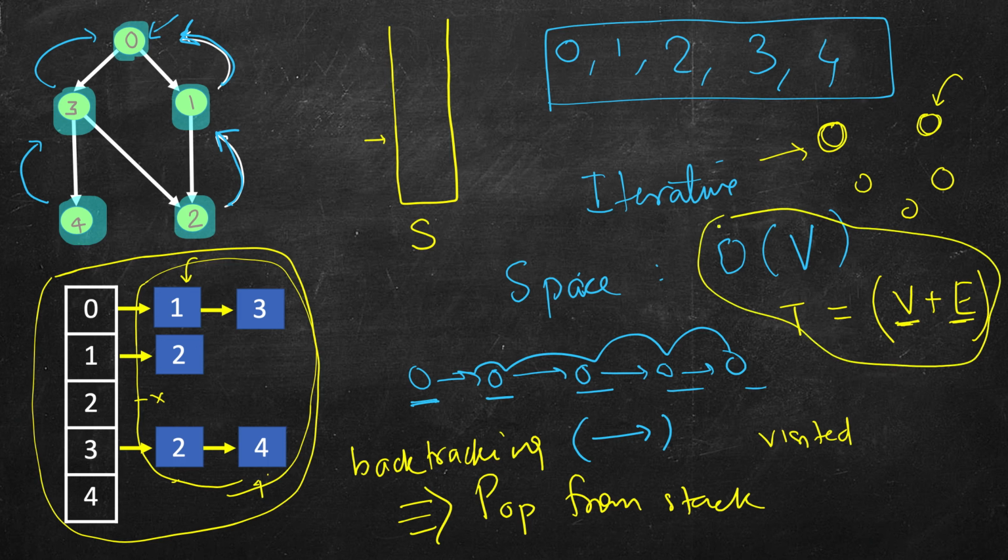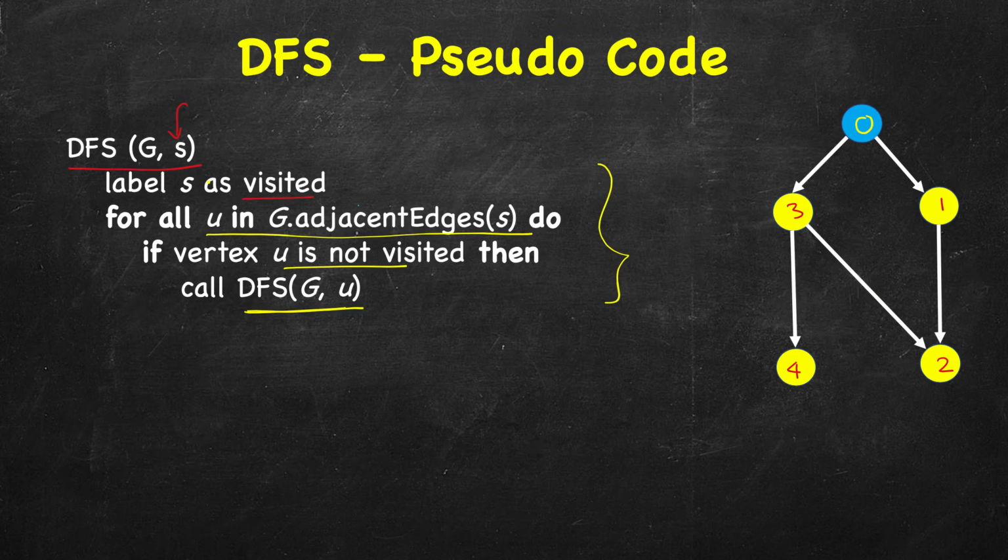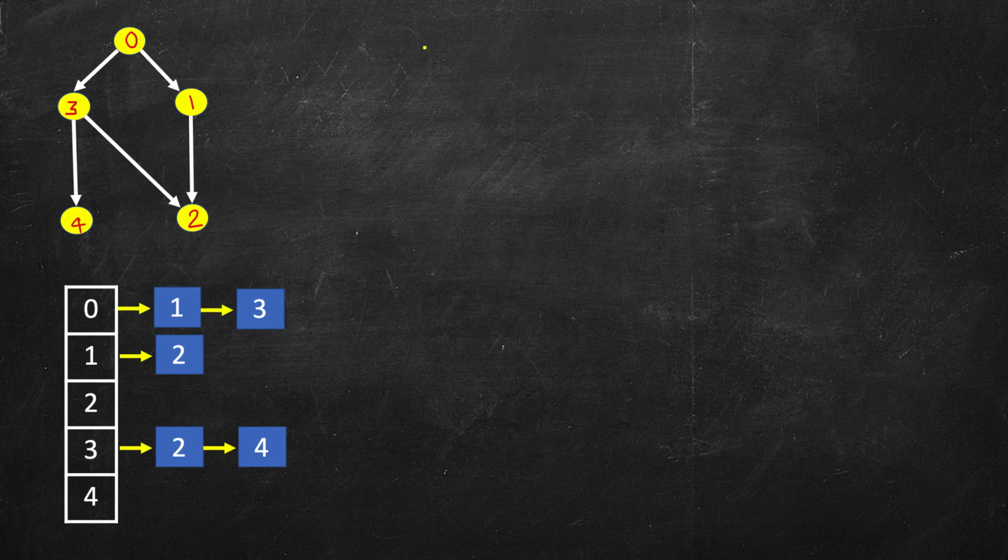So this was the iterative solution. You can implement it using a stack. And this pseudocode was the recursive approach. So let's see it recursively. Let's start DFS from here. We saw that if we start DFS from this node, we will only visit 3, 4 and 2. So we need to start it from multiple nodes.